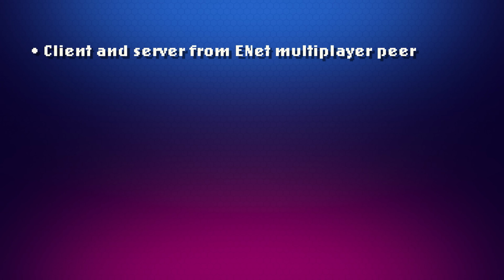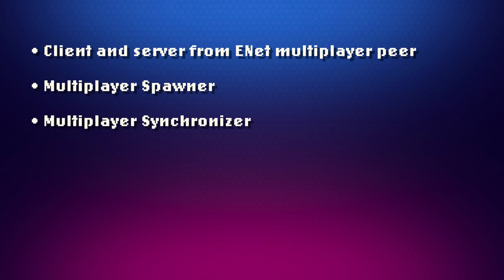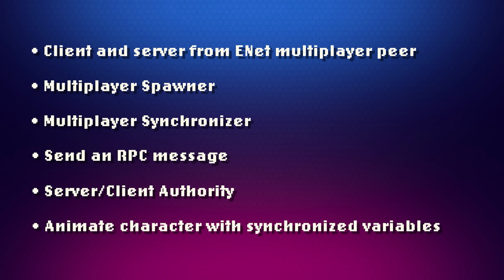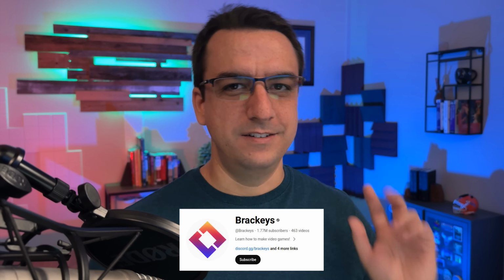Now, during this walkthrough, we're gonna look at a little bit more advanced topics, but don't worry, by the end of this video, you will have your first multiplayer game. And all the topics here are gonna be provided by Godot under their high-level networking APIs. So what does that mean? Well, we're gonna get a client and server from the ENet multiplayer peer. We're gonna get a multiplayer spawner, a multiplayer synchronizer, which allows us to replicate values between the client and server. We're also going to take a quick look on how to send a message with an RPC. We're going to touch on some server and client authority issues and also animate our character based on some synchronized variables. So if you haven't already, go grab Brackeys project, download it, fire it up.